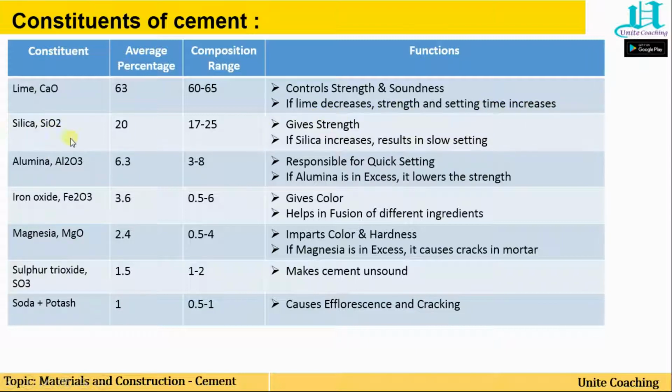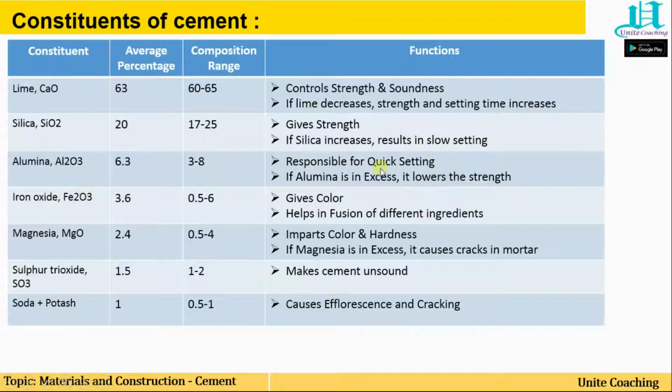Then silica. Silica again gives the cement strength. If silica increases, it results in slow setting. You have to remember these functions, okay? They are important because they may ask what is the effect if silica is increased in the cement. Results in slow setting, results in fast setting, both, none, or whatever is the option. So you have to remember, if silica is increased, then it will result in slow setting.